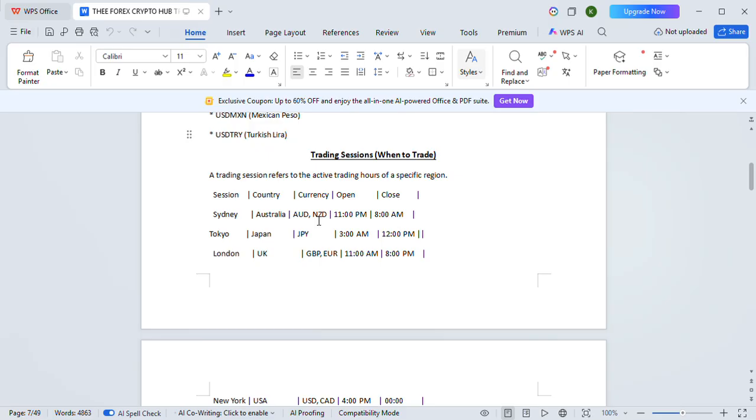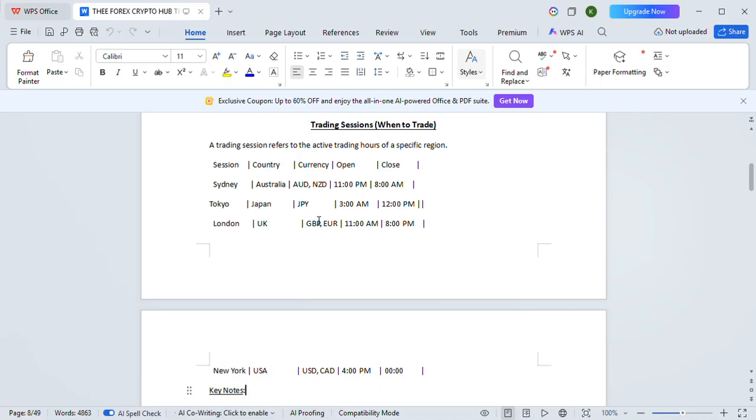The second session we have is the Tokyo session. The country here is Japan. The currency being affected here is JPY, or Japanese yen. The session opens at 3 a.m. and closes at 12 p.m.